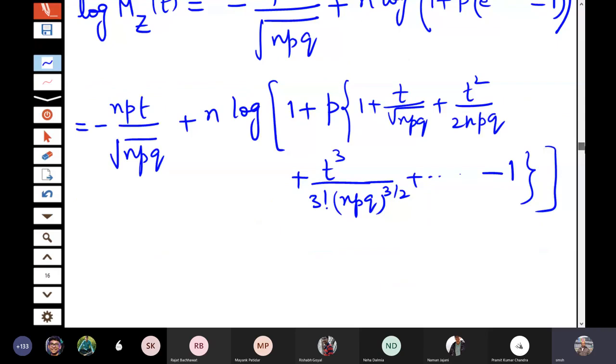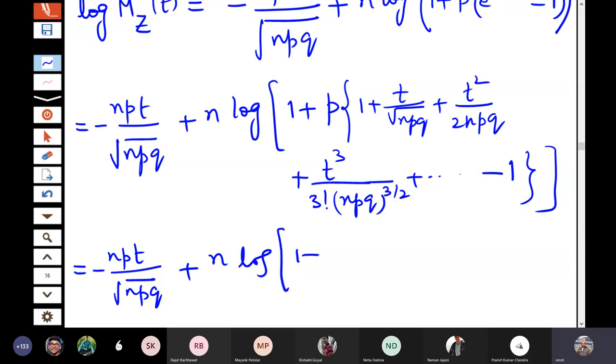Is that okay? I have just used the direct expansion of e to the power t by root npq. So here 1 gets cancelled out, and you are getting minus npt by root npq plus n times log of 1 plus p, and we get all this term t by root npq plus t square by 2 npq plus and so on.